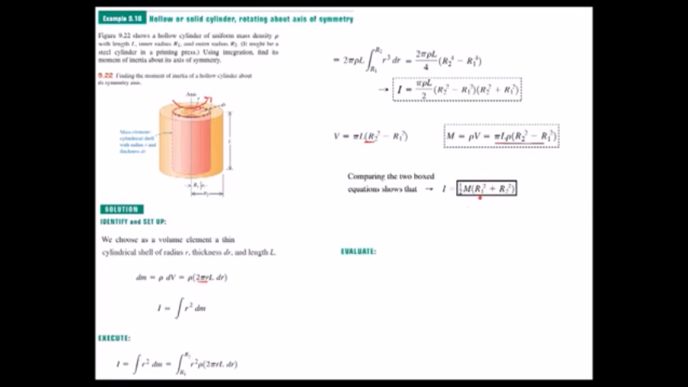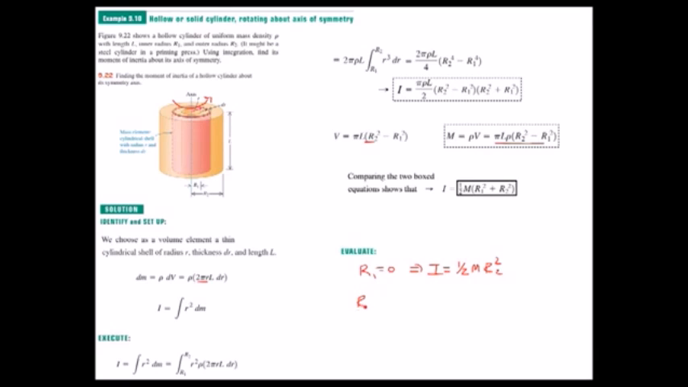Now I can evaluate this expression in a couple of different limits. The first one is to take r1 equal to 0, and in that limit the moment of inertia will simply be equal to 1/2 m r2 squared, and that's the familiar moment of inertia of a disk.